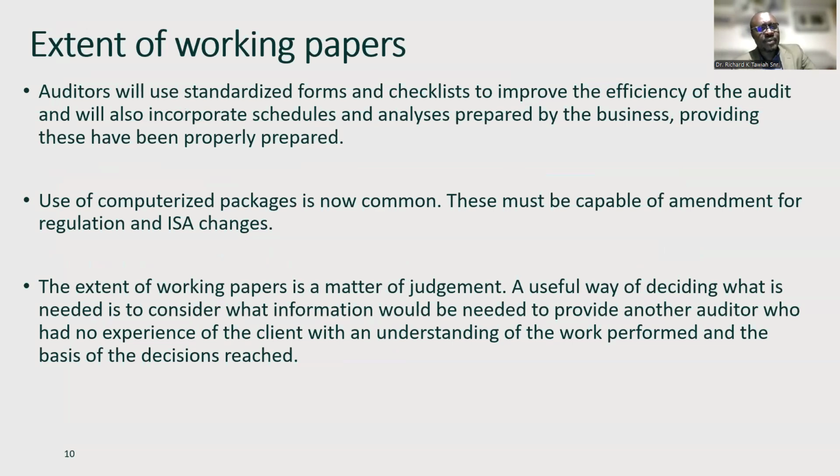Now, the extent of the working papers, we could use standardized checklists to improve our efficiency, right? Currently we have computerized packages, so it's not a print copy. You do it online because we can always amend this and it makes life very easy. Systems-based auditing. Now, the extent of working paper is a matter of judgment. You want to document more; how you structure it, there will be a standard template, but how you structure it is based on matter of judgment. So a useful way of deciding what is needed is to consider which information will be necessary to help me perform my work better and to draw a conclusion.